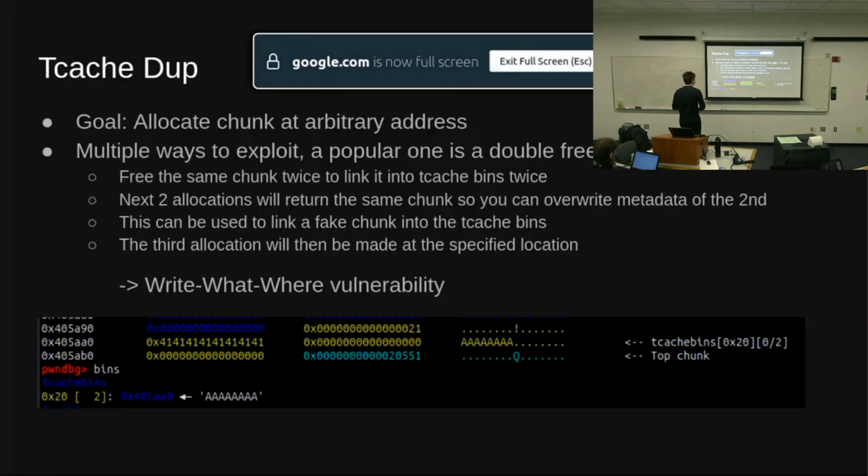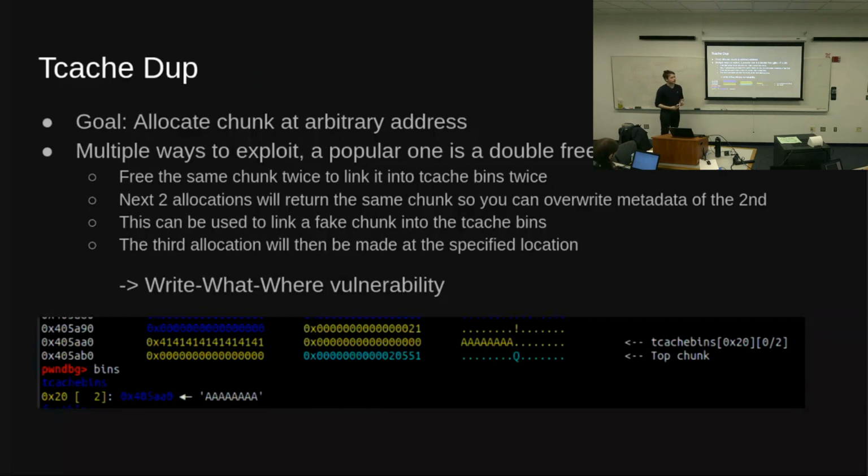So this one's called the tcache dupe. In this case, we're going to be dealing with the tcache. The goal is once again to allocate a chunk at an arbitrary address. There are multiple ways to exploit this. A popular way is a double free. This technique you can do through multiple different vulnerabilities. It's more of a general strategy than the more specific one of the last one.